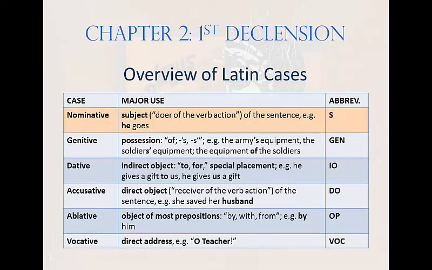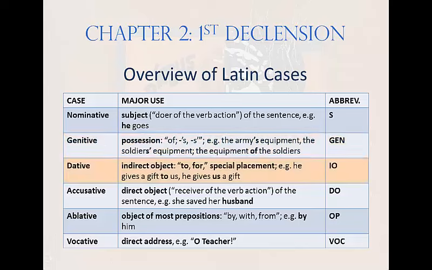The nominative most often represents the subject, the doer of the verb action in a sentence, such as he in he goes. The genitive case shows possession. English does the same with the preposition of, or apostrophe s, as in the army's equipment, meaning the equipment the army possesses, or the soldiers' equipment, s apostrophe meaning it's plural, which could also be represented with the preposition of, as in the equipment of the soldiers.